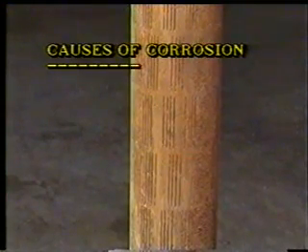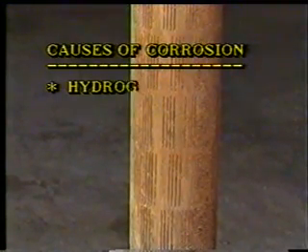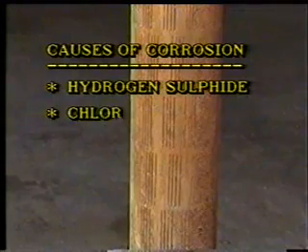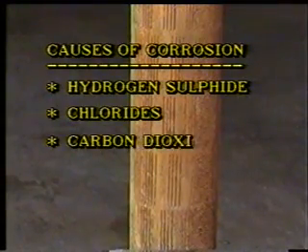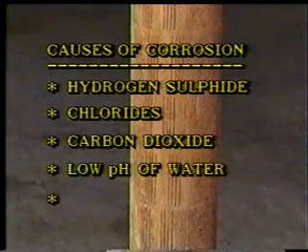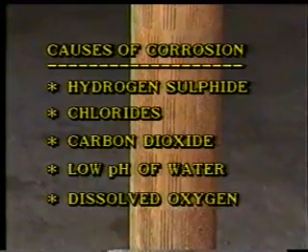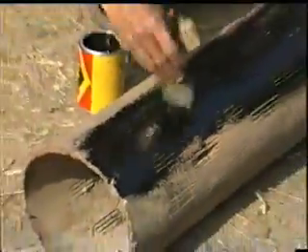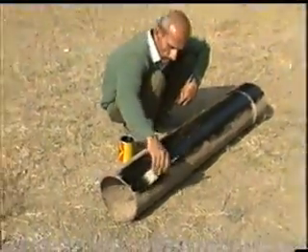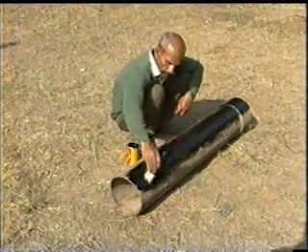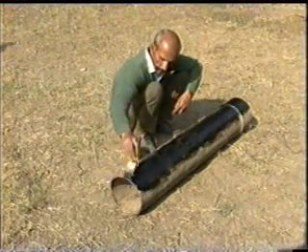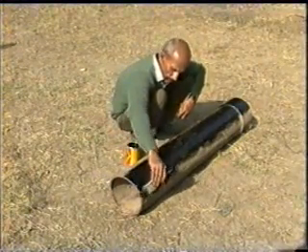Corrosion of screens is caused by the presence of hydrogen sulfide, chlorides, carbon dioxide, low pH of water, and dissolved oxygen. It could be minimized by painting of well assembly and well pipe surfaces with anti-corrosive paint or by the application of cathodic paint.